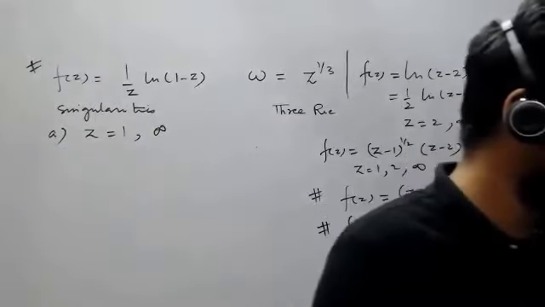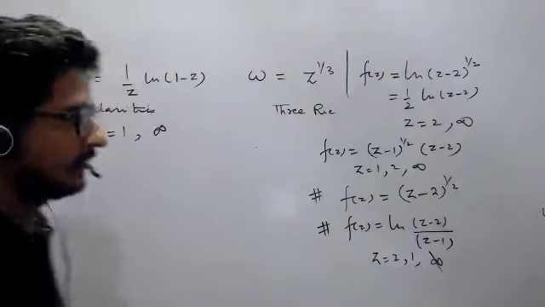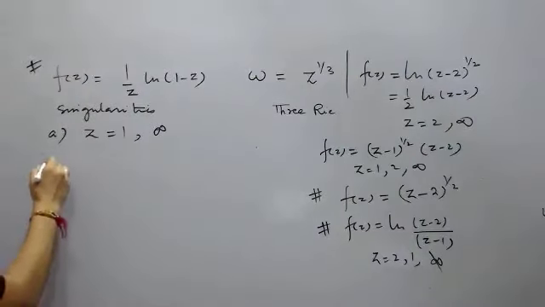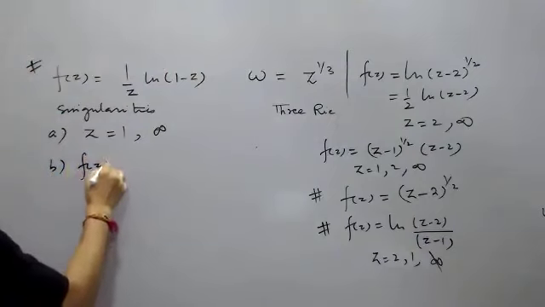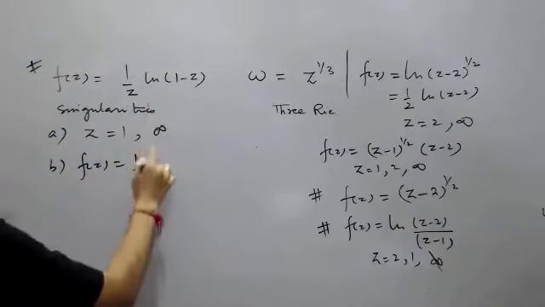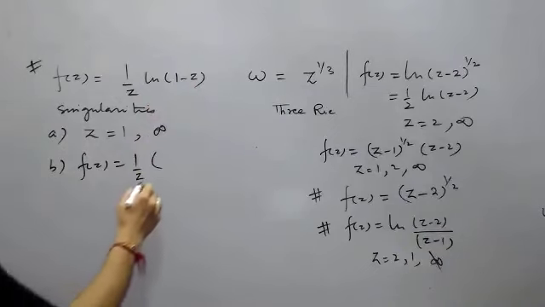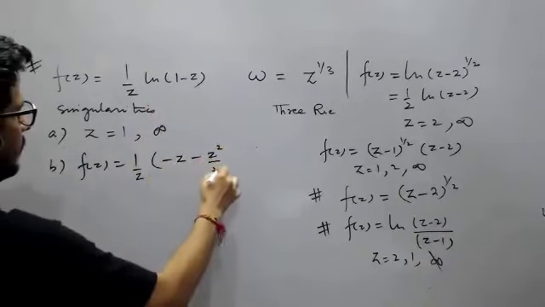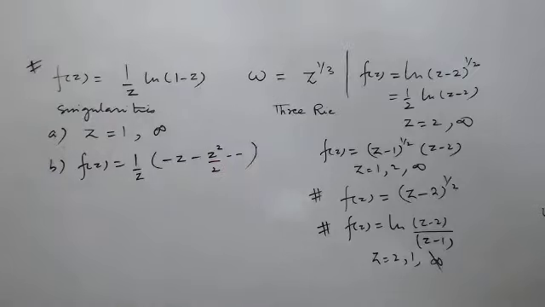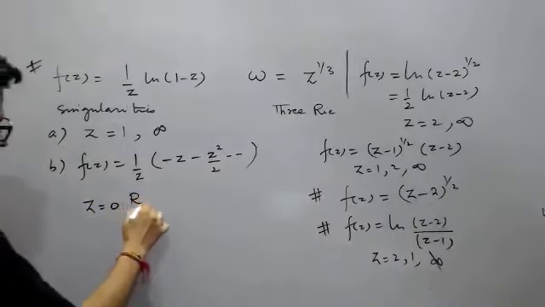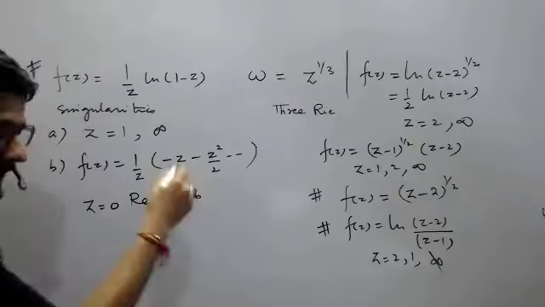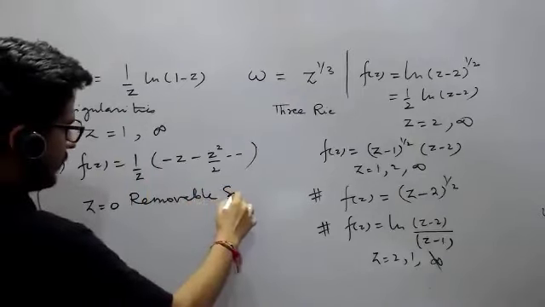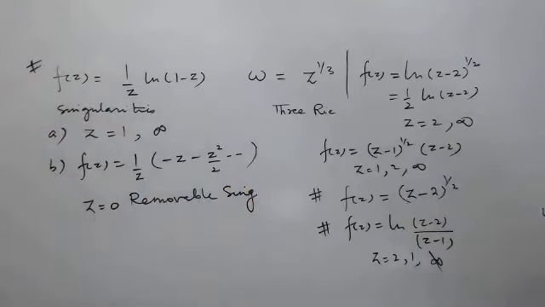This is the first point. The second point is, is there any other singularity? So for that we will have to see it like this. f(z) is equal to 1 by z, and opening this log of this, it will be minus z square by 2 and so on. So that means what is z is equal to 0? It is a removable singularity, like sin x by x.